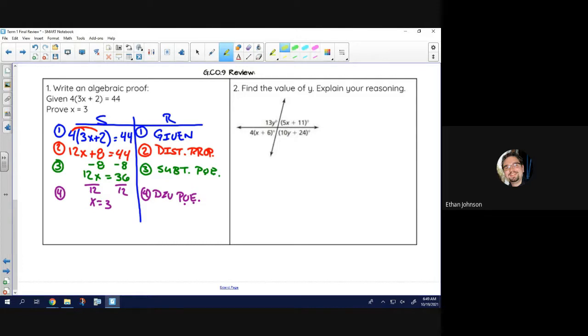In number 2, it says find the value of y. Explain your reasoning. And when we say explain your reasoning, it's how did you know how to set up the problem? So we have an intersection, and we look for the spots that have a y. Well, have a y there, have a y there. That relationship between those two angles are vertical angles, so that's going to be my reason.